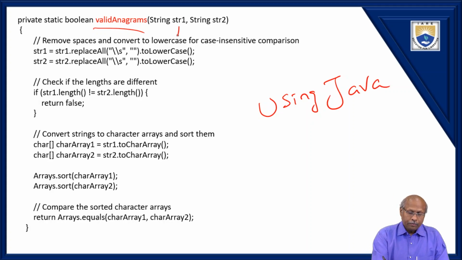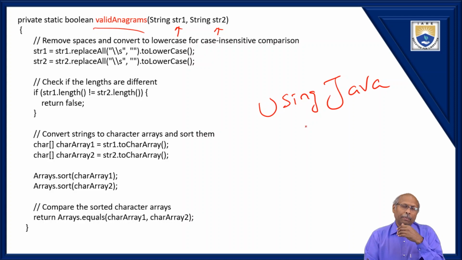What is my input? String 1 and string 2. I am passing two strings. After getting the two strings, I will replace wherever a space is there. I want to remove it because I will check only alphabets. To replace space, there is a function called replaceAll. Replace all spaces with null.